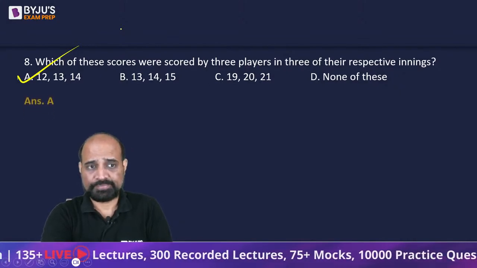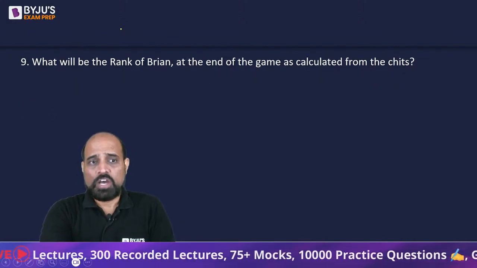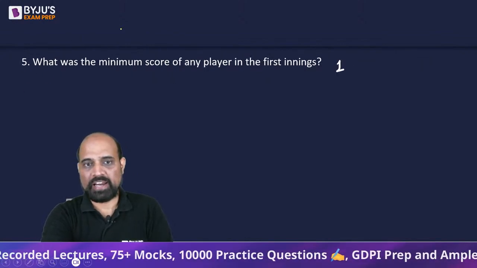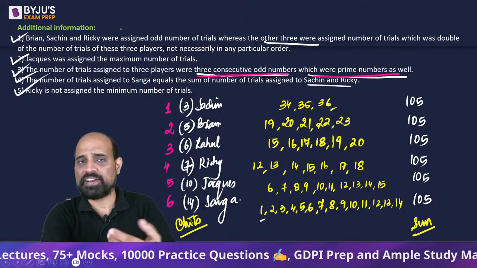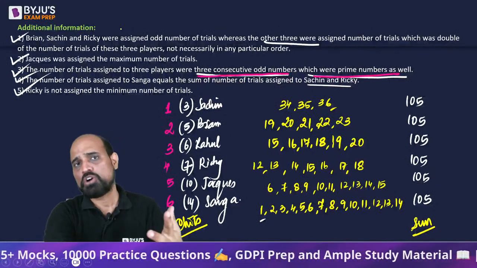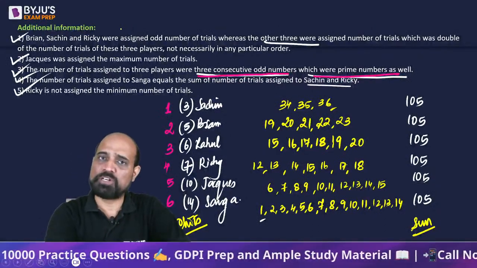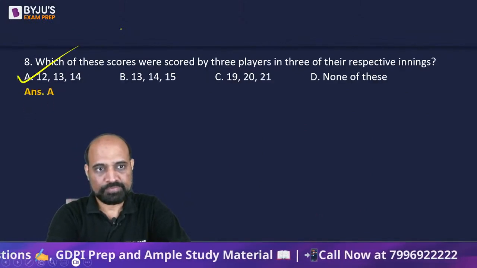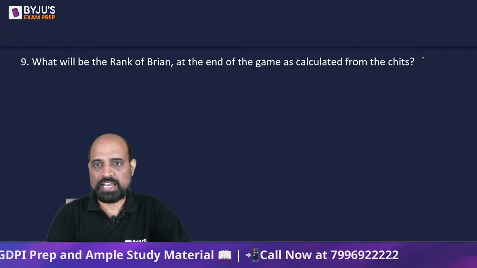देखते हैं. A. What will be the rank of Brian at the end of the game? So Brian का रैंक तो हम पहले ही बता सकते हैं, सेकंड रैंक बंदा है. In using only 5 consecutive numbers, he was able to obtain 105. Right? So second rank.